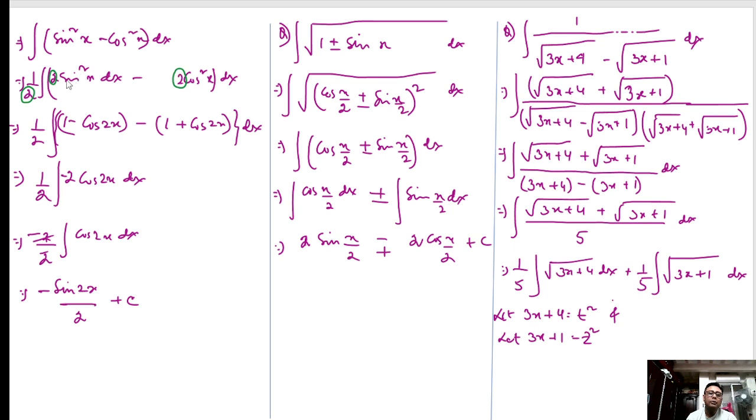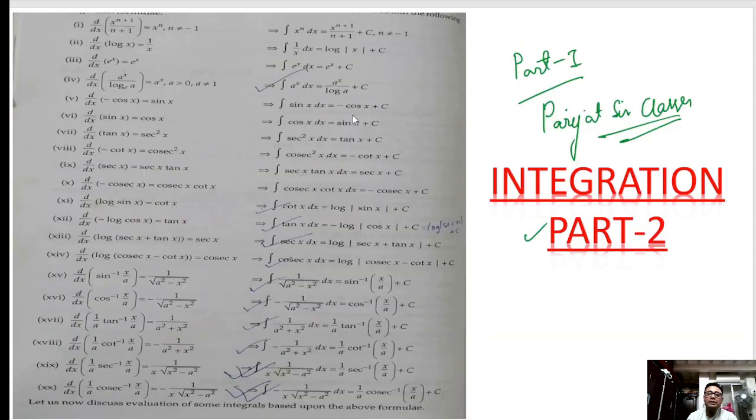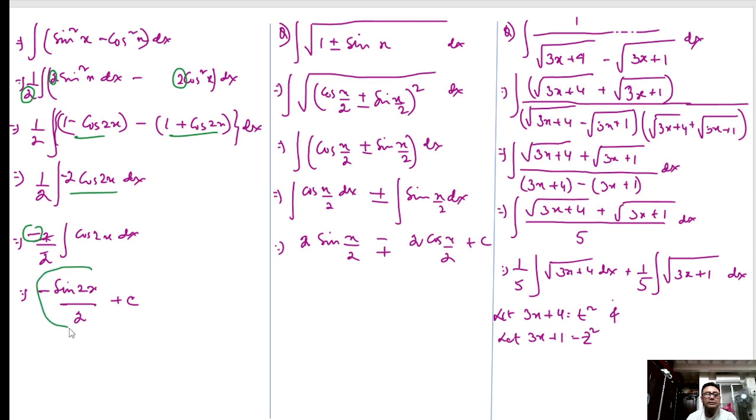Why? To get the formula: 2 sin²x is 1 minus cos 2x, and 2 cos²x is 1 plus cos 2x. So 1 and 1 will cancel, so it is minus 2 cos 2x, and minus 2 goes out. So it is minus the integration of cos 2x. Please watch, the integration of cos x is sin x, so the integration of cos 2x will be sin 2x by 2. Putting it here, we get this plus c. Clear?